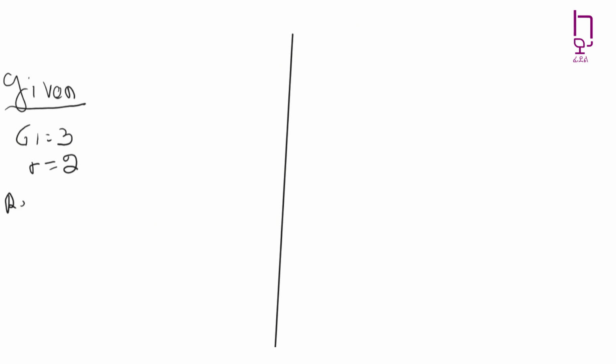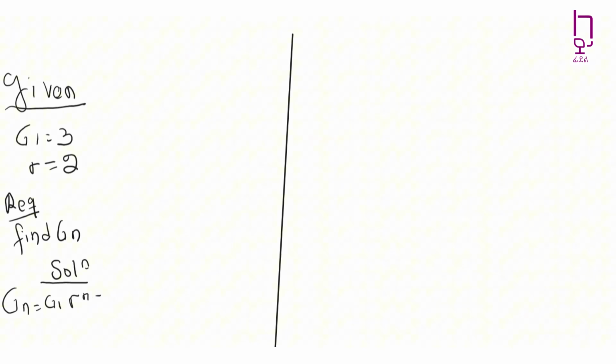Our required, the question says find Gn, or the general term. This is how we go about it. The solution is this. The general formula is G1 times R to the power n minus 1. The first term, we substitute 3. The common ratio, we substitute 2, because we have n minus 1. So we got the general term.